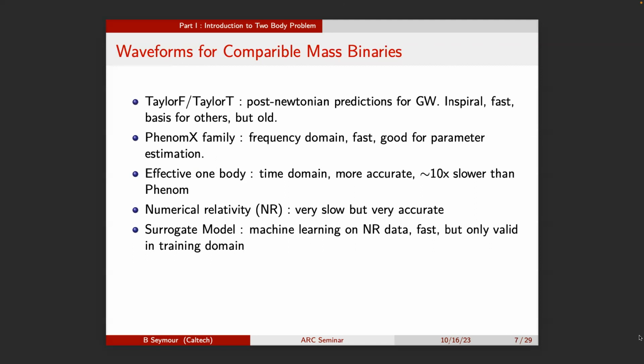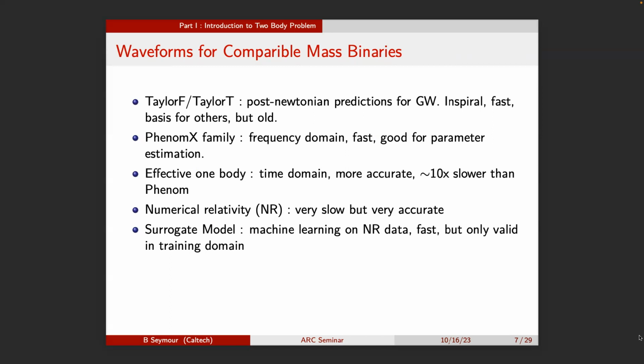Now if we restrict ourselves to comparable mass systems, what are some typical waveforms that people use? There's Taylor F and Taylor T. These come from the post-Newtonian calculations, which you can do with pen and paper and get enormous expressions, and then people put those in all the software packages they use. It's the in-spiral only, it's fast, and basically all the other approaches are based on this for the approximants.